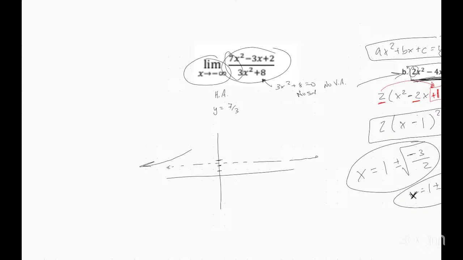Algebraically, the way you think about it, what they teach you is just look at your leading coefficients. That's all you have to worry about. Or another way you could do it is a calculus way, divide everything by x squared. If you divided all the things on the top and bottom by x squared, you would have 7 minus 3 over x plus 2 over x squared all over 3 plus 8 over x squared. And when x gets bigger and bigger, negative, what's happening to all of these things here?